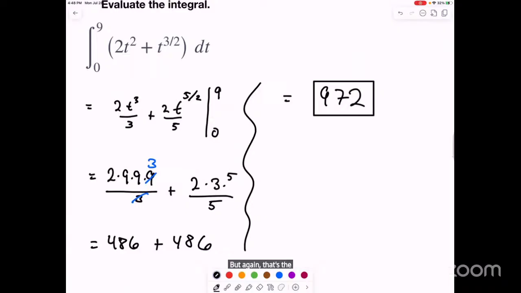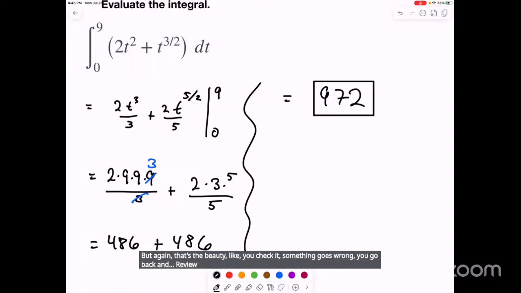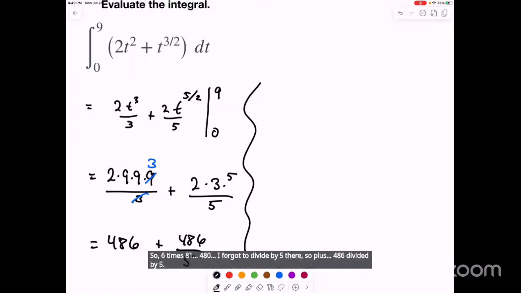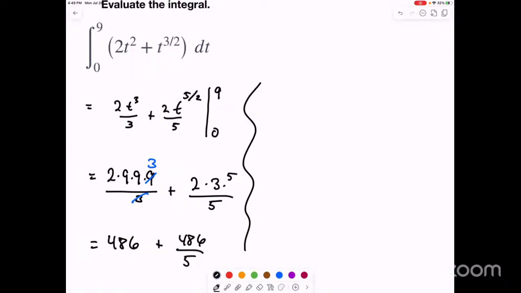But again, that's the beauty. You check it, something goes wrong, you go back and review your work, and then you find out where you made your mistake. Okay, right here is where I think I made my mistake. So 9 times 9 is 81. So 6 times 81 is 486. I forgot to divide by 5 there. So plus 486 divided by 5. Okay. Let me work over here.